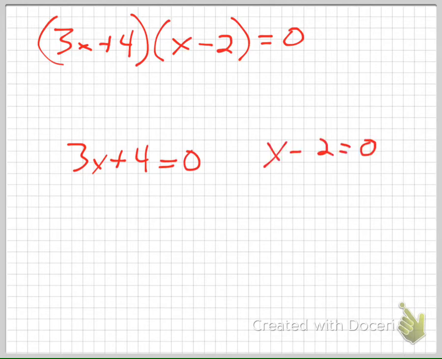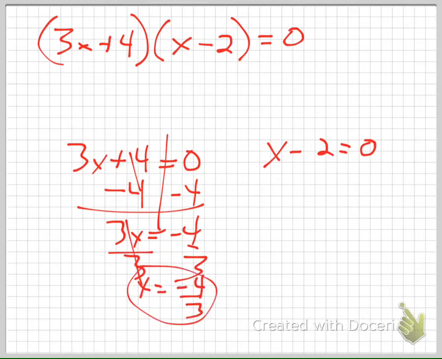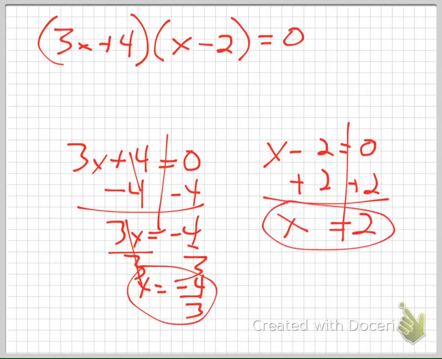There are two equations there. Minus 4, 3x equals negative 4, divided by 3, x equals negative 4/3. That is an acceptable answer. That's what I would leave it as. You guys are in algebra now. And then over here you go plus 2. Oh, x equals 2. It's either one. So you would write your solution like this: x equals, and you put them in numerical order, from smallest to biggest, negative 4/3 or 2.